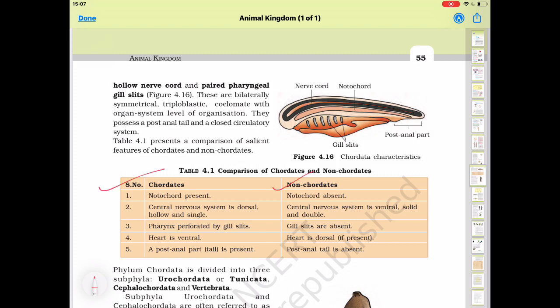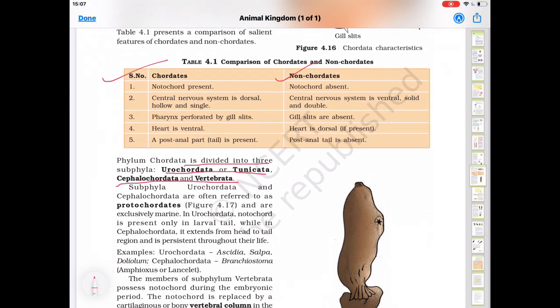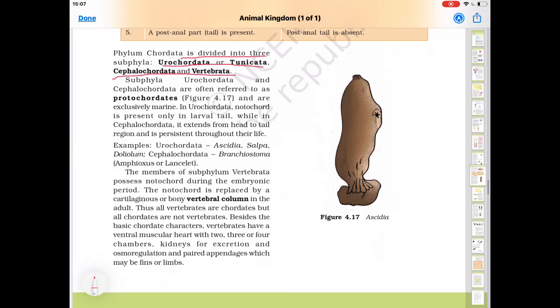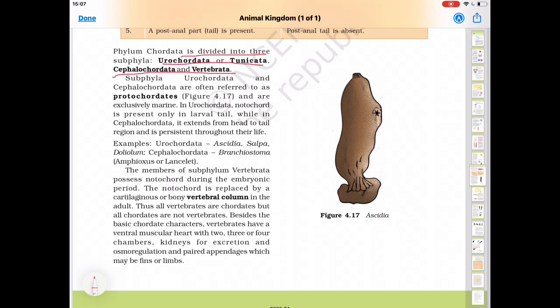Now phylum Chordata is divided into three subphylums, that is Urochordata or Tunicata, second Cephalochordata, and Vertebrata. First, Urochordata and Cephalochordata are together known as protochordates. So protochordates include urochordates and cephalochordates. They are exclusively marine, that is, they are present in sea water only.